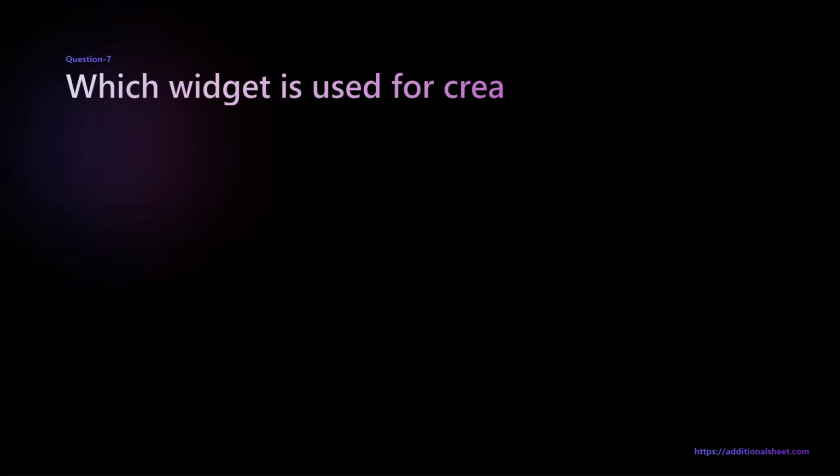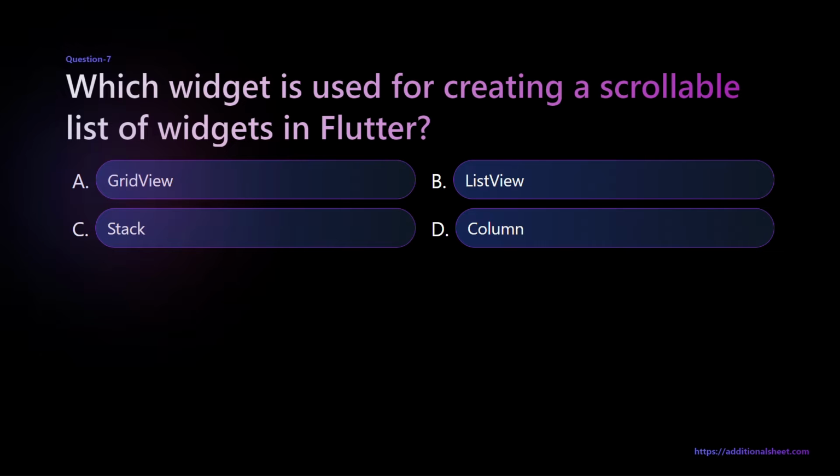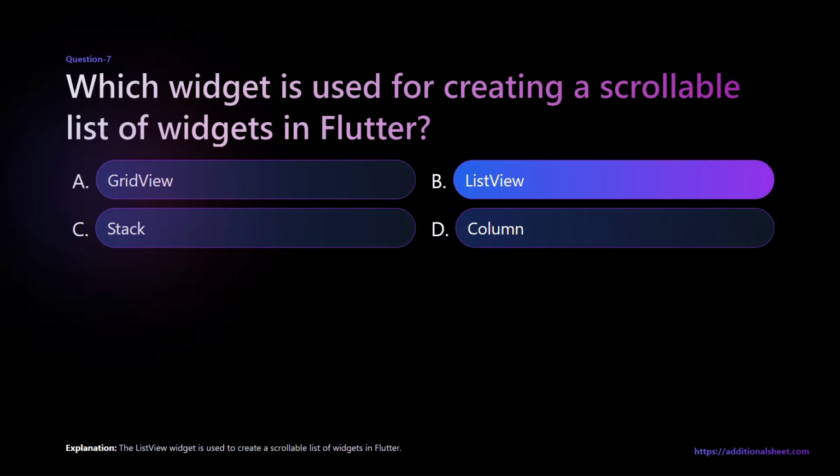Which widget is used for creating a scrollable list of widgets in Flutter? Option A, Grid View. Option B, List View. Option C, Stack. Option D, Column. The correct answer is option B, List View.